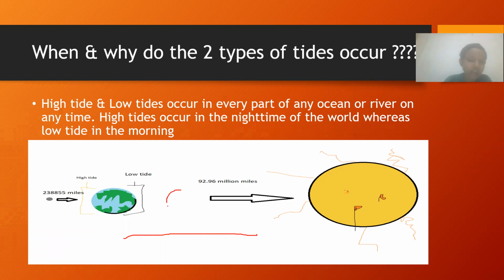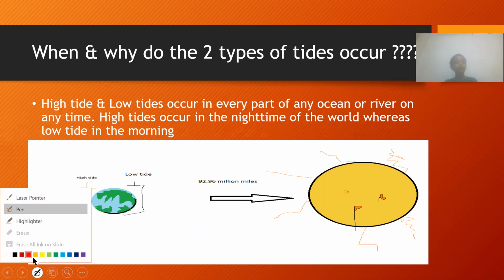Now let's see what happens with the moon. Let's take this red ball again as the moon. Now the moon also gives out gravity. So now it is causing high tides. Because of the moon's gravity, it is causing high tides. Now you would be asking, why does the moon's gravity cause high tide but not low tide, whereas the sun's gravity causes low tide but not high tide?